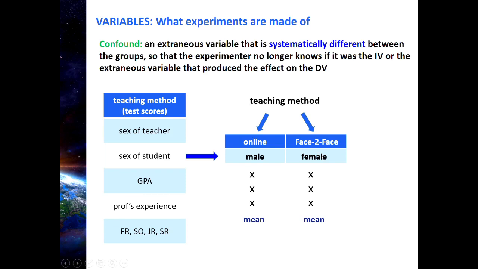Now, these could all become confounds, but only if they are systematically different between these 2 groups. So if, let's say, we looked at GPA between online and face-to-face and it was about the same, so the average GPA for the online group was about the same as the average GPA in the face-to-face group, then GPA is just an extraneous variable. It's not a confound. It can only be a confound, again, if you see a systematic difference between the 2 groups. So most of the online group was male, most of the face-to-face group was female.